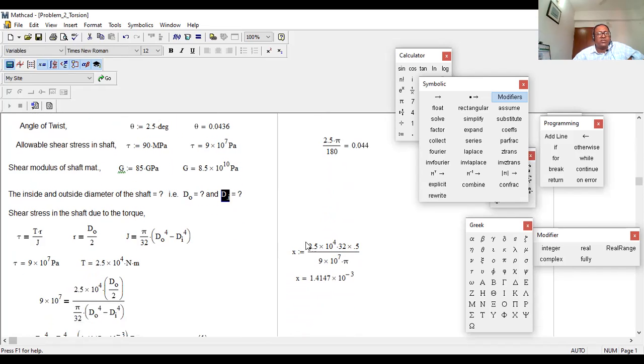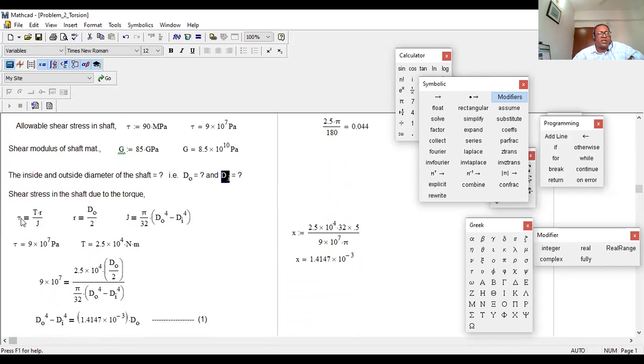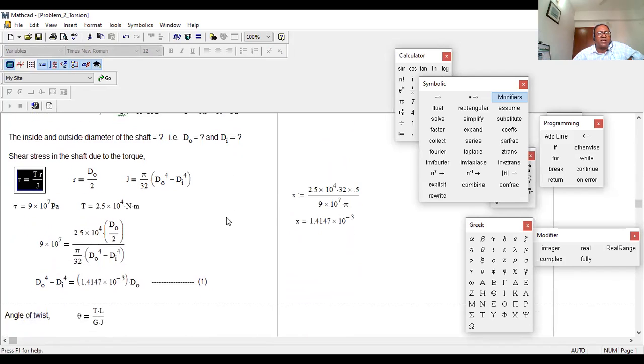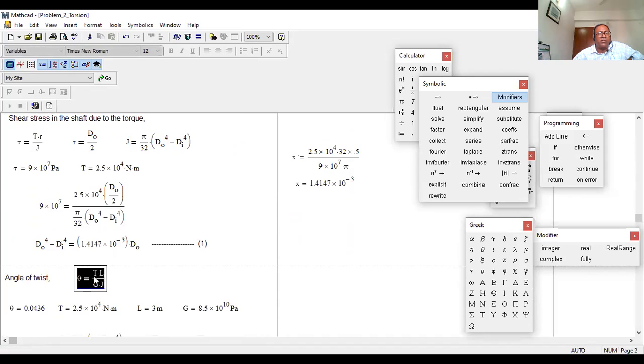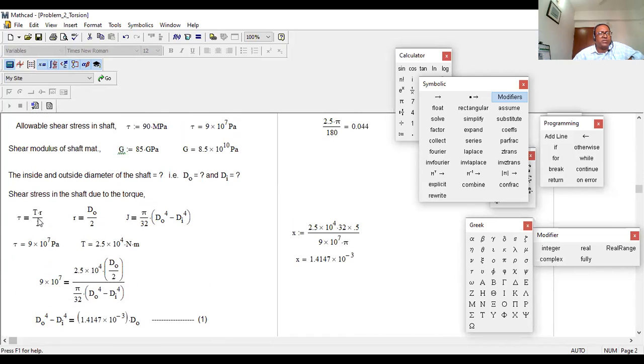So we use two formulas, this one and this one. Obviously, we have only two formulas, these two formulas in the torsion main formula, and we have two answers. So at first, you use this one, tau equal to TR by J. What is the R? Tau will be maximum at the outer fiber, even though they are saying it is hollow.